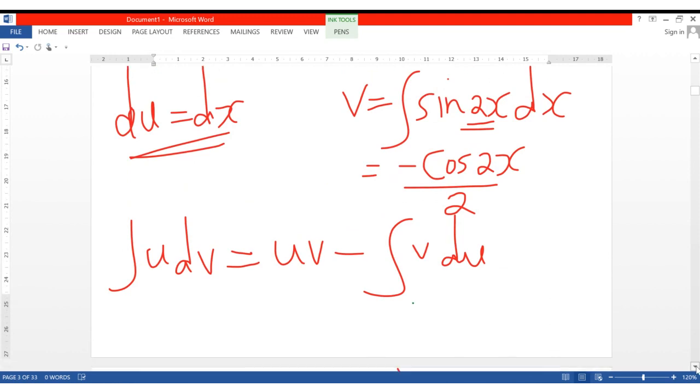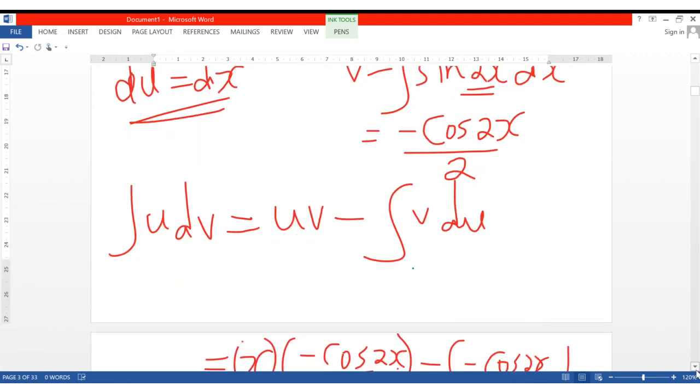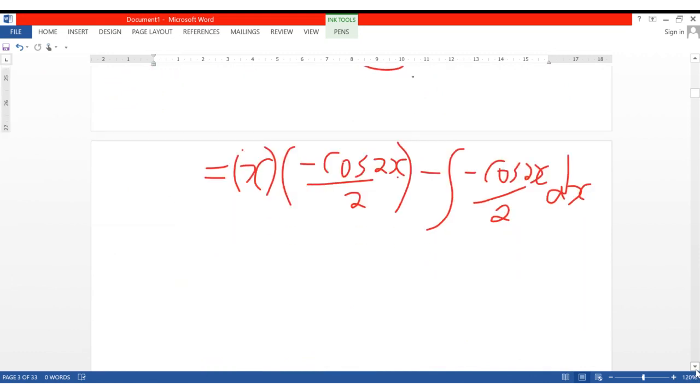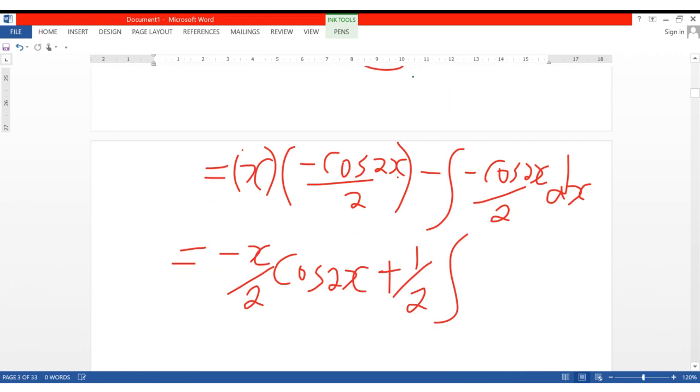I had said the first bit we just simplify or multiply. It has already been integrated. So let me simplify this one. I can remove the 2 outside, so I can have, let's say, negative x over 2 cos 2x. Then I have a negative times a negative, that is positive. I can remove the half outside, as it is not playing any part in the integration: cos 2x dx.